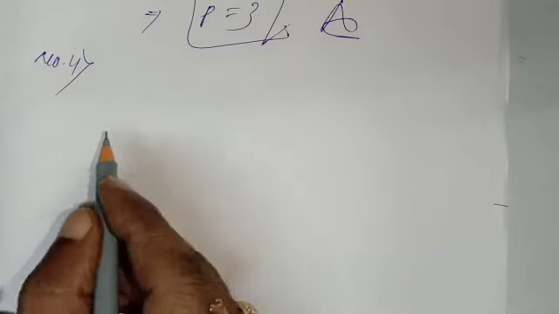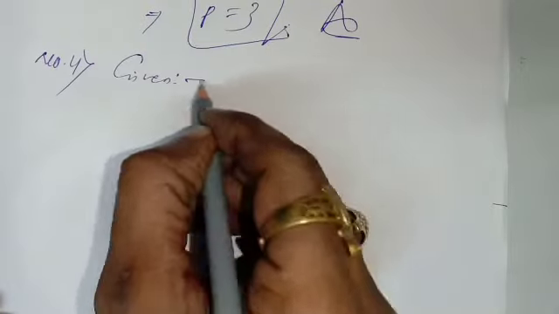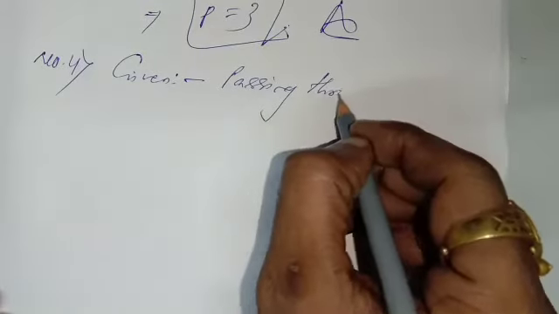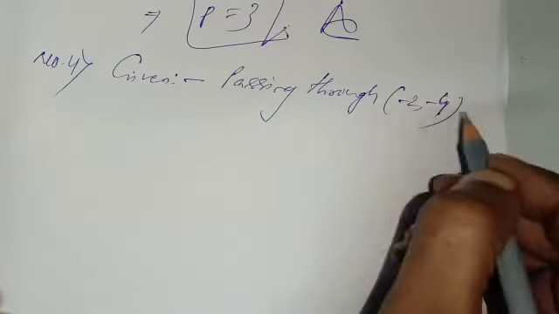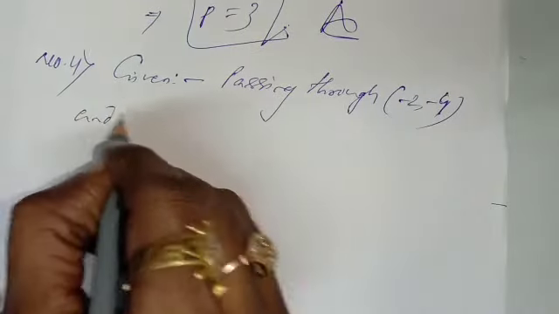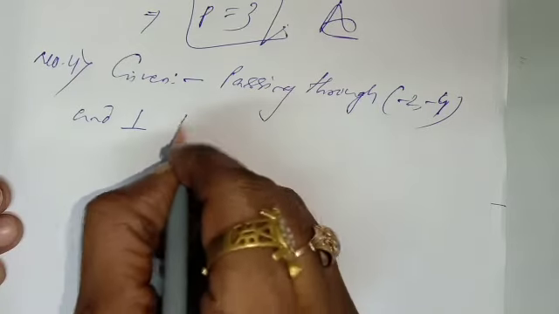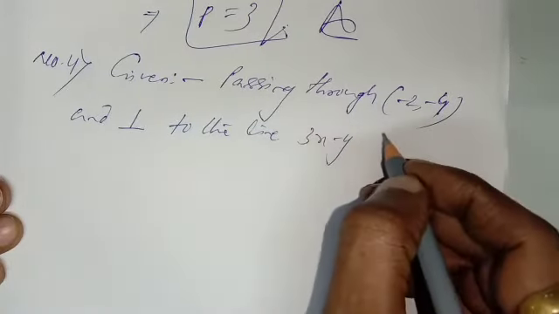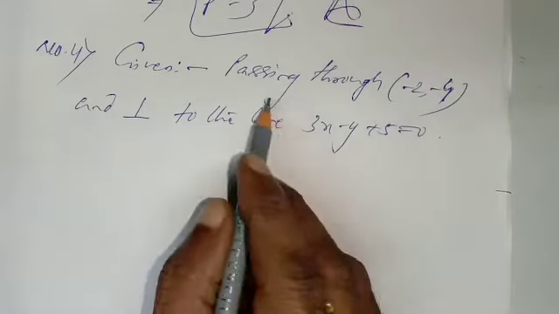Number 4. Find the equation of the line passing through the point minus 2 comma minus 4 and perpendicular to the line whose equation is given, that is 3x minus y plus 5 is equal to 0. That means you have to find the equation of the line passing through the point minus 2 comma minus 4 and which is perpendicular to this line.